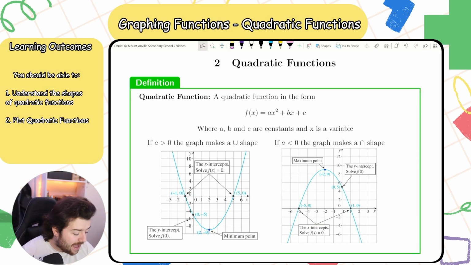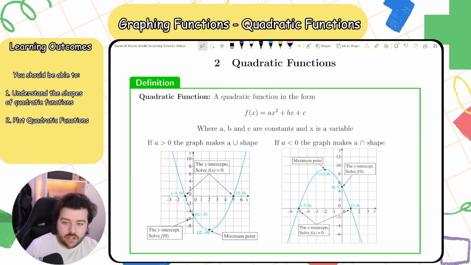Hello everyone. Okay, so in this video we are looking at quadratic functions and how to plot them. We're just looking at the shape of quadratic functions and going to plot one example. In the next video we're going to look at interpreting graphs, how to read from graphs, and answer more real life problems with quadratic functions.